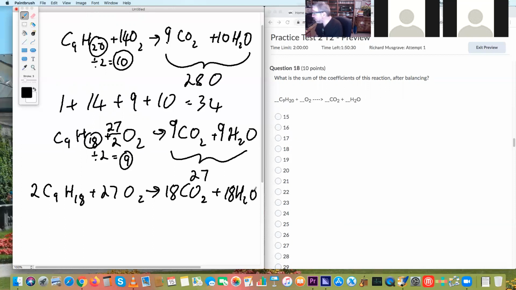Now understand, I knew I was going to have to do this because when I looked at the hydrogens and I divided them by 2, I got an odd number. Whereas over here, I got an even number. I didn't have to multiply that by 2 at the end. It's because you end up getting an odd number of oxygens, and then you need to be able to balance that by doing a fraction. So that means it necessitates putting a 2 in front and multiplying it all out. So the sum of coefficients, 2 plus 27 plus 18 plus 18. So it comes out to be a pretty big number for that one.